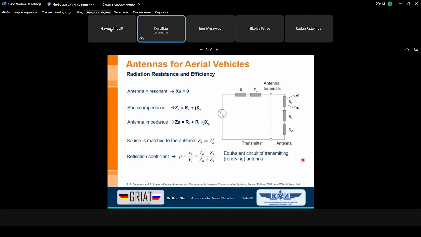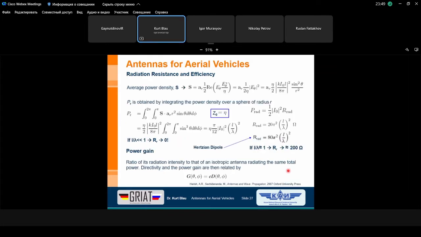There was a short discussion regarding the input impedance, what we have to fulfill so that our antenna is without an imaginary part, which means the antenna is in resonance. We have to compensate the imaginary part of the source impedance and the antenna impedance. If both values are conjugate complex, then we have only ohmic parts to handle.